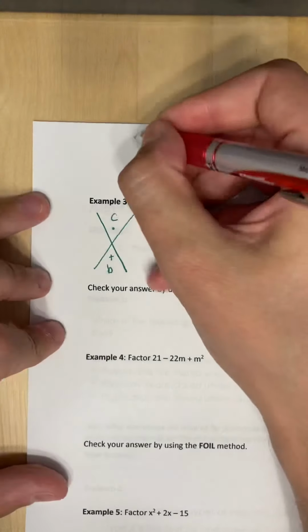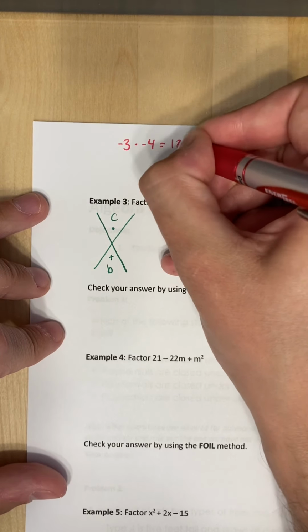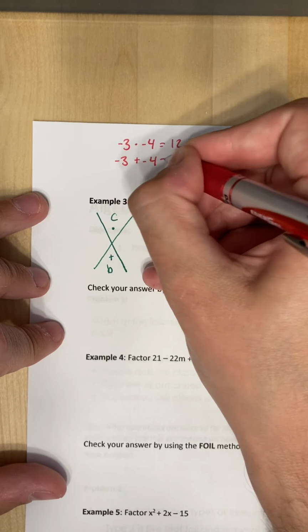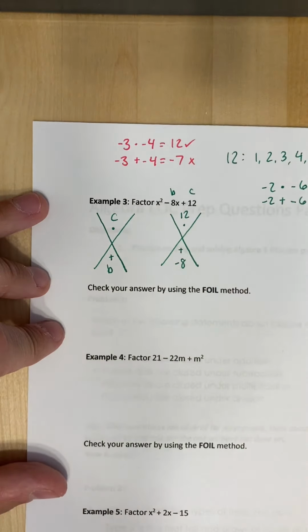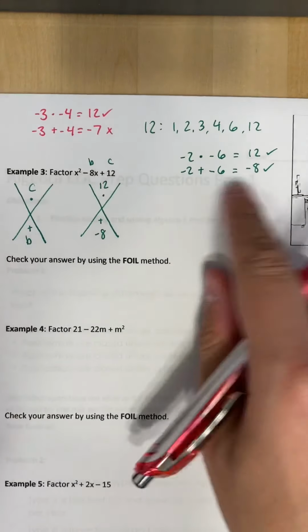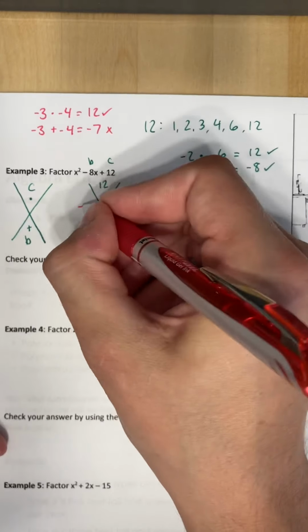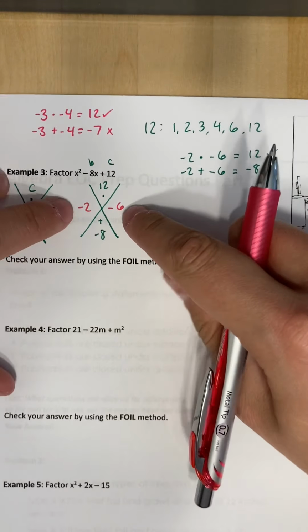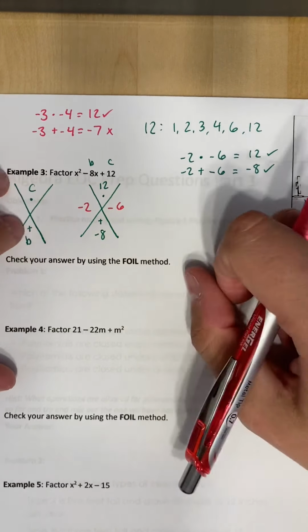If we did -3 times -4, that gives us 12, right? But if we take -3 and add -4, that gives us -7. That's not what we want. We want -8. So you might have to play with these in order to get what you need. So the factors in this case are going to be -2 and -6, because when you add them together, you get -8, and when you multiply them, you get positive 12.